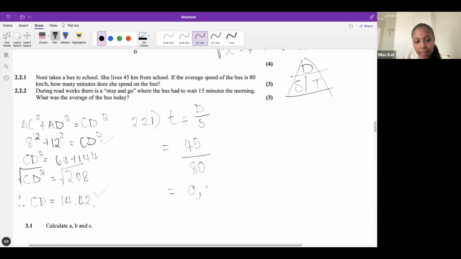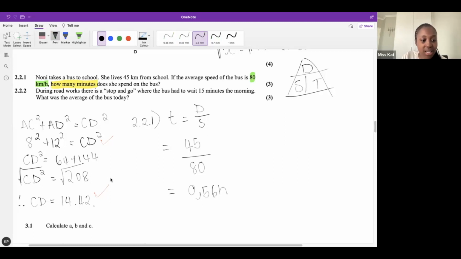0.56, but we have a problem. What did the question ask for? How many minutes? This 0.56, what is the unit for this? What is the unit for the 0.56 that we just found now? Be careful. Look, our speed was given in 80 kilometers an hour. So this is 0.56 hours, but we want minutes.